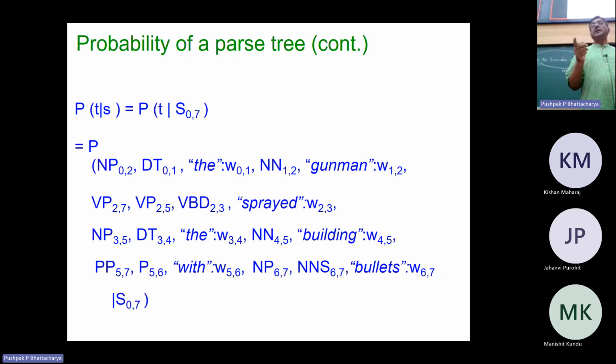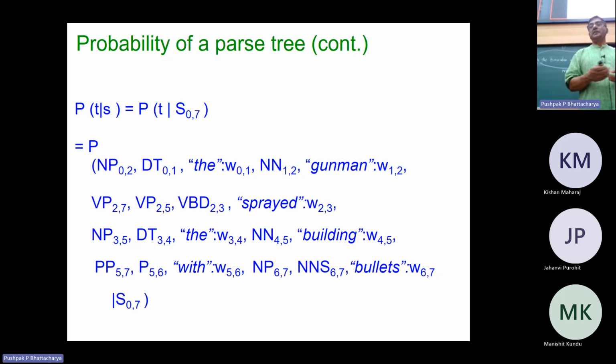We say the probability of domination by S is the joint probability of NP_02, that means a noun phrase dominating 0 to 2, DT dominating 0 to 1, and then seeing a the. Okay, then W_01 dominating 0 to 1, which is the. NN dominating 1 to 2, and W_12 dominating gunman.